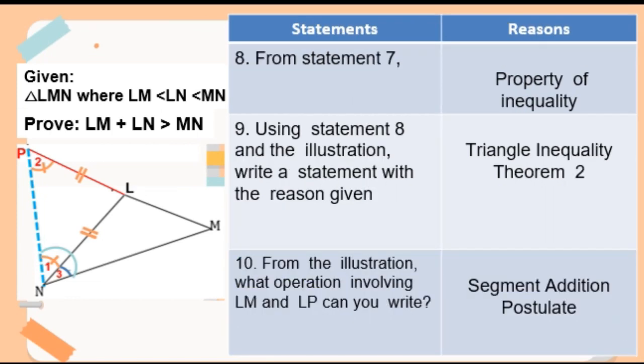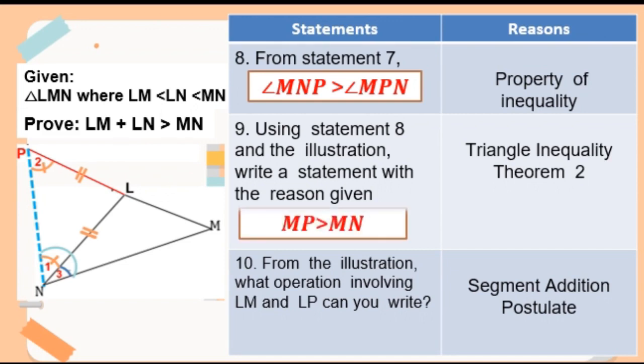And from statement number 7, we can say that angle MNP is greater than angle MPN. And the reason is property of inequality. And using statement number 8 and the illustration, write a statement with the reason given. MP is greater than MN. And the reason is triangle inequality theorem number 2.